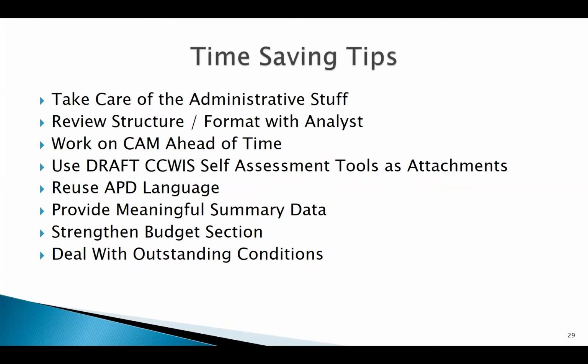Okay, so we're going to move to talking about time-saving tips. And I've outlined some of them. We're going to get into detail a little bit more about taking care of administrative stuff and looking at the structure of your APD, talking about cost allocation. Again, talking a little bit about the self-assessment tools and attachments. Thoughts about reusing APD language. Thoughts about summary data, the budget, and how you deal with outstanding conditions. Next slide, please.